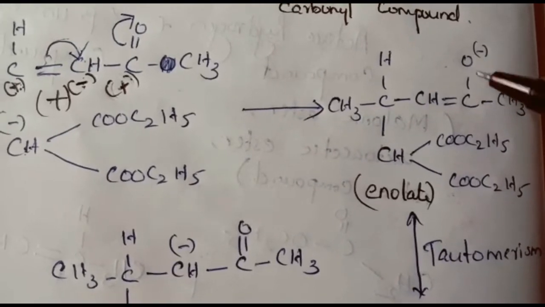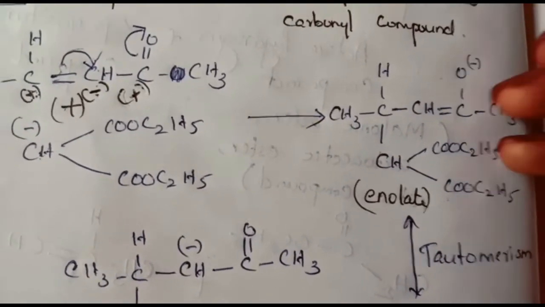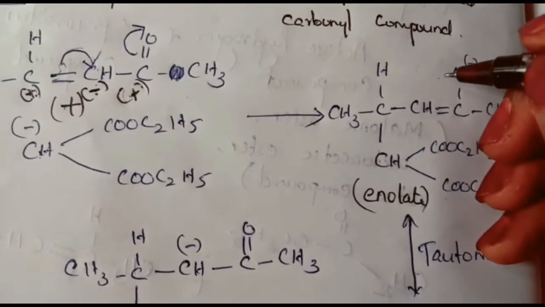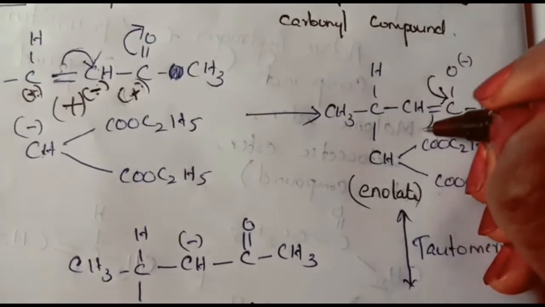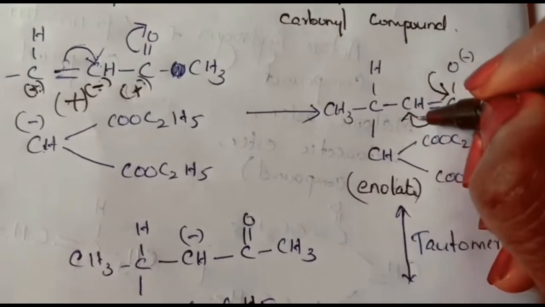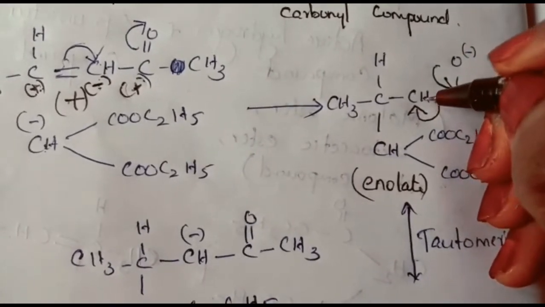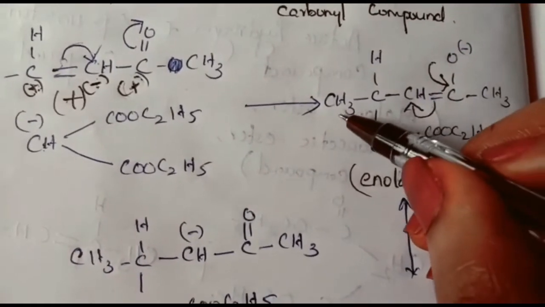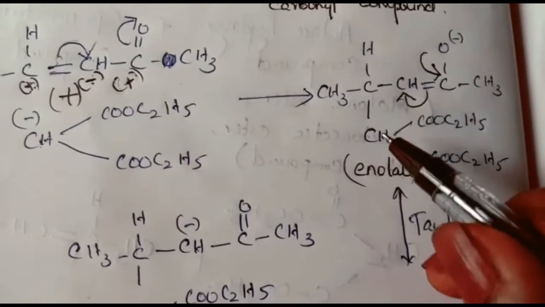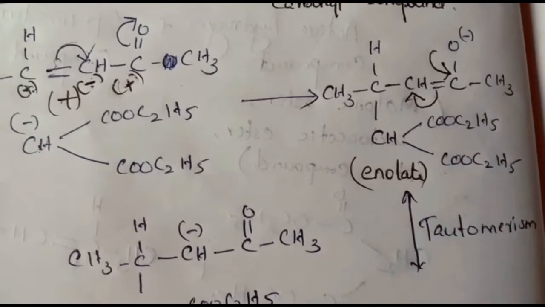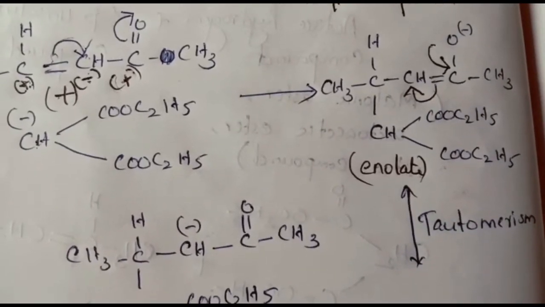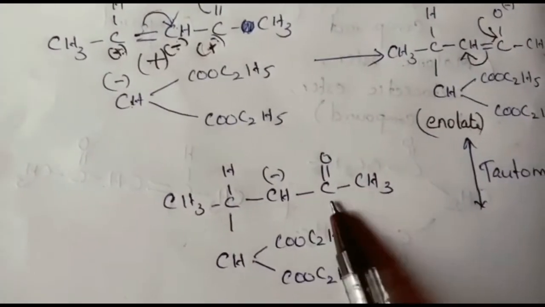Now this enolate form undergoes tautomerism. How will it form? This CO minus, this electron will shift towards this carbon atom. Then this electron will shift towards this CH. So this carbon atom will acquire negative charge. So the product form will be CH3CH(CH(COOC2H5)2)CH minus COCH3. So this is the compound form.